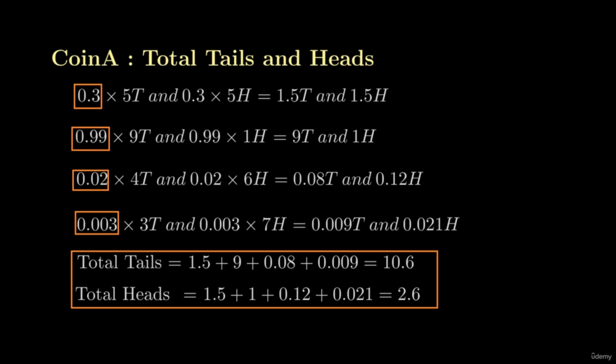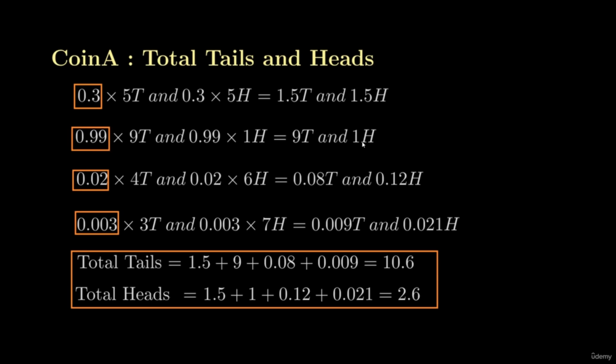So if you remember, this 0.3 is the normalized value for coin A after first trial. And in first trial, we have 5 tails and 5 head. So we will multiply this 0.3 with 5 tail, and similarly this 0.3 with 5 head. We will get 1.5 tail and 1.5 head. Similarly, this 0.99 was the normalized value for coin A for the second trial. In second trial, we had 9 tails and 1 head.